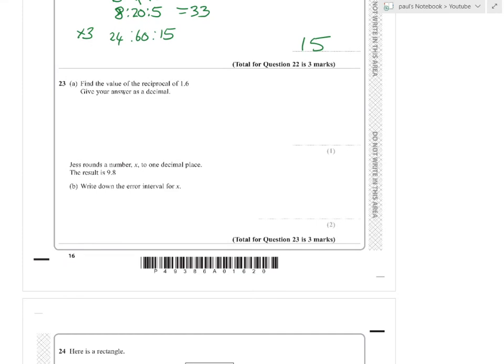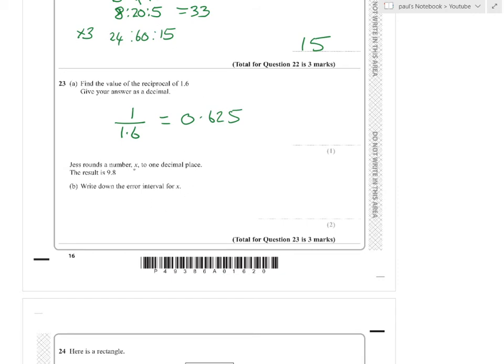Find the value of the reciprocal of 1.6. Give your answer as a decimal. So the reciprocal is 1 divided by 1.6. 0.625. That was surprisingly easy compared to that one above.